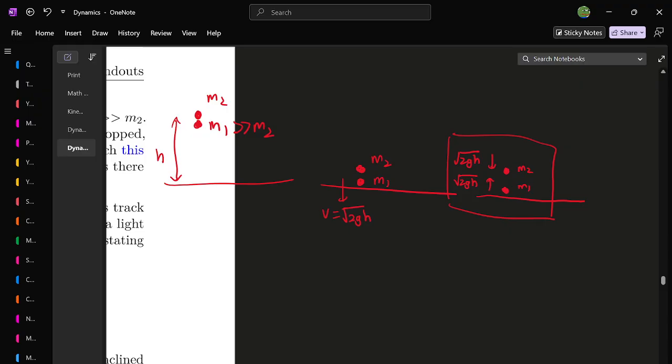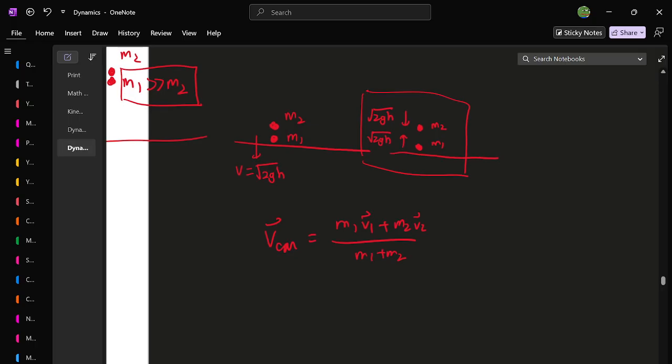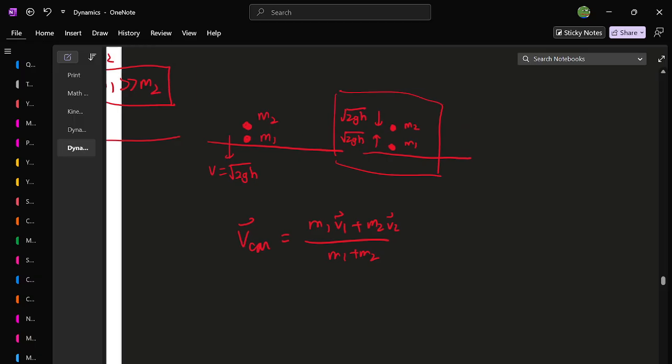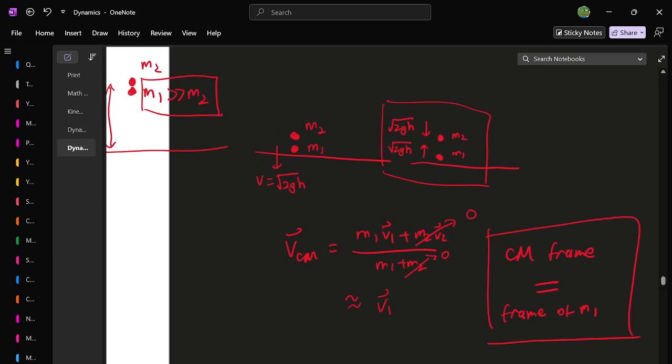So what does this mean? Okay, the first important thing is that M1 is much greater than M2. So when you look at the CM frame, recall that your VCM is this. But since one mass is so much greater than another, you basically can just ignore M2. At this point, this is roughly equal to V1. So what this means is that actually the CM frame is equivalent to the frame of M1 because of the M1 much greater than M2 condition.